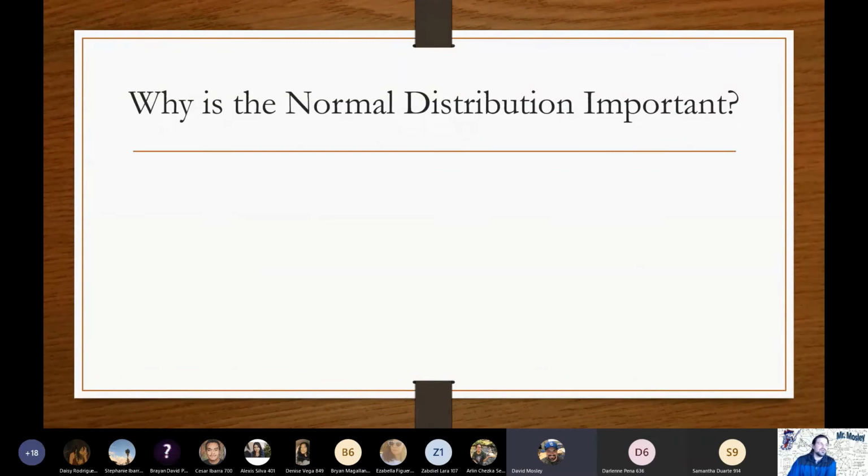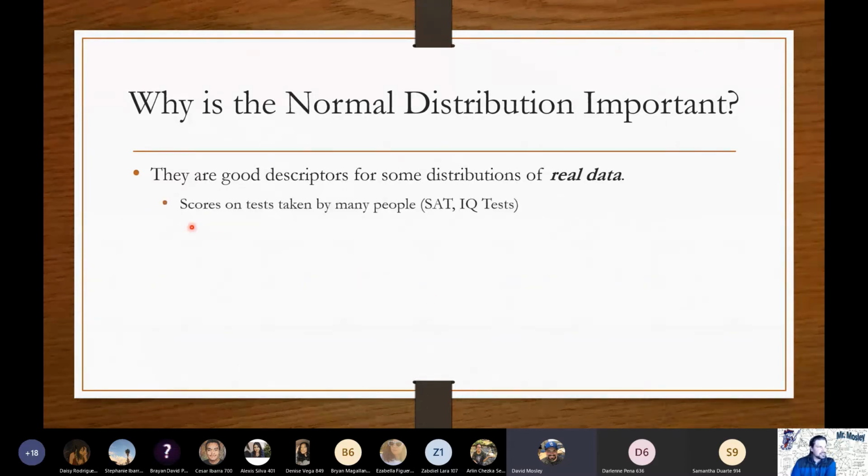All right, so why do we care? Why is the normal distribution important? Well, they're good descriptors for some distributions of real data. They actually model things that happen in real life, which is nice, such as scores on tests taken by many people, like the SAT or IQ tests. If we combine all of that data and put it into a histogram or dot plot, it would approximately be a normal distribution. So we can use that normal curve to make conclusions and say things about it because it's close enough to being normal.